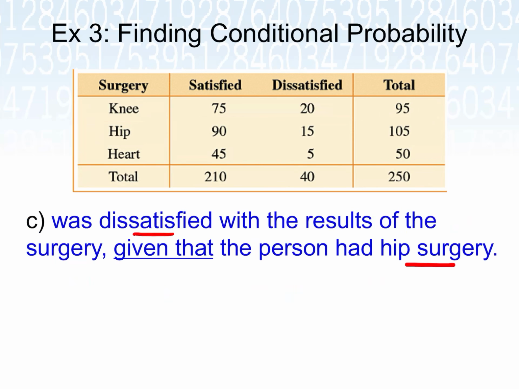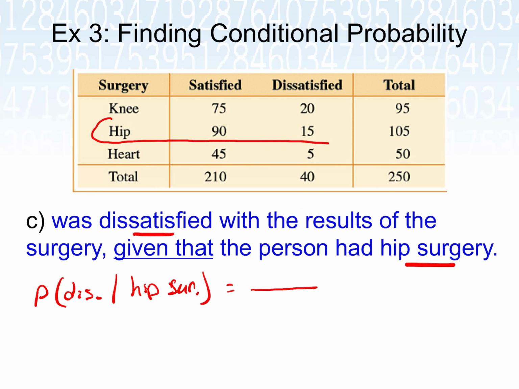All right, let's see how you did. So, the probability that the person was dissatisfied given that they had hip surgery. All right, well, hopefully you realize that the given that, the condition, changes the total. In other words, now which total do we want? Hip surgery. So here's hip. Here's all the numbers involving hip surgery.